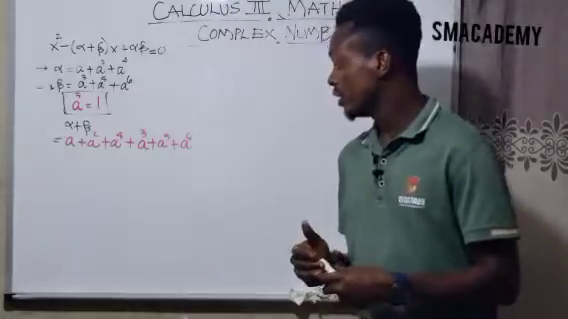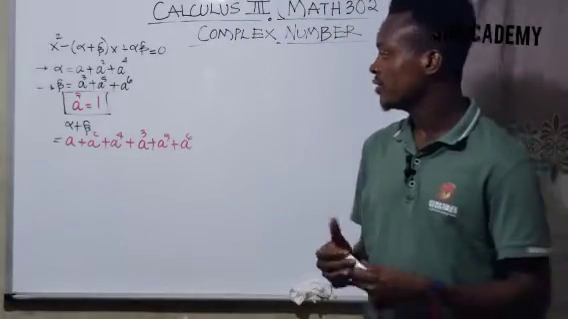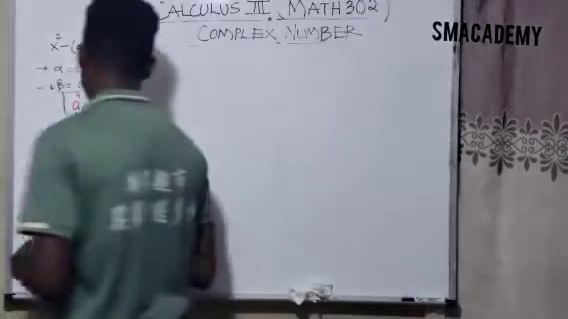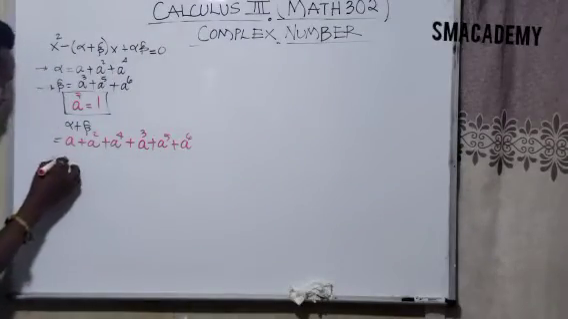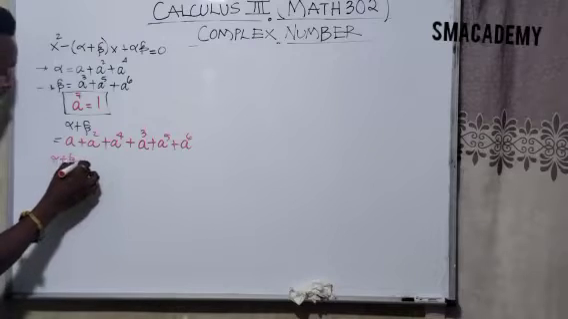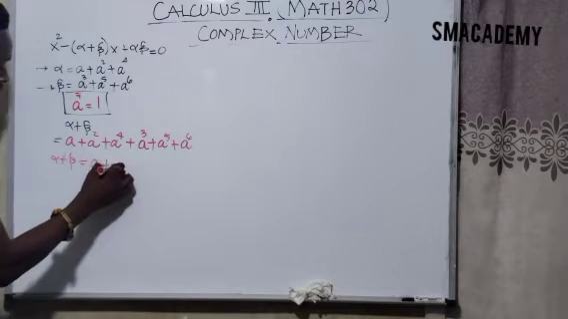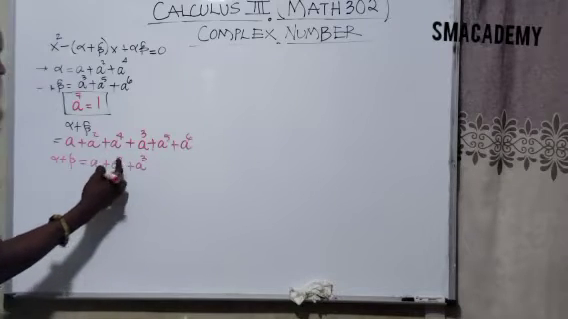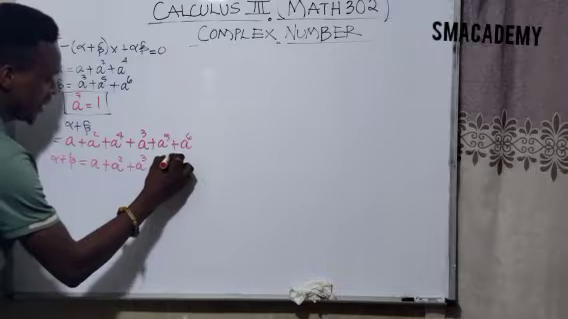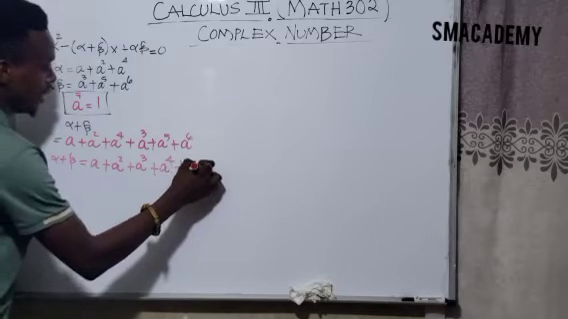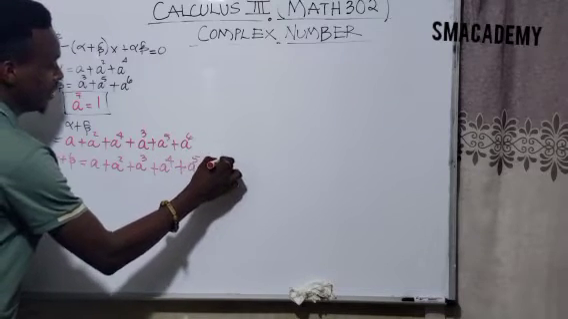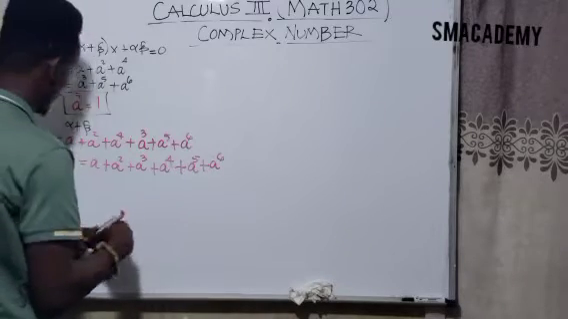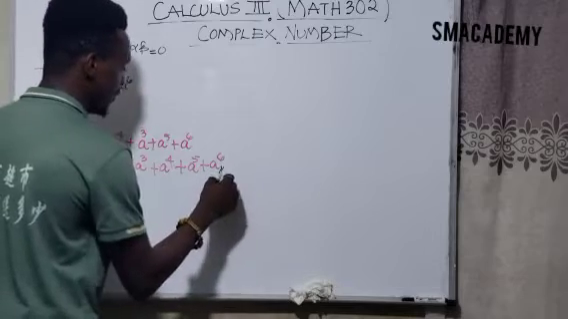So we rearrange them in terms of increasing power. We start at power 1 and we end at 6. So alpha plus beta is now a plus a squared plus a to the 3rd power plus a to the 4th power plus a to the 5th power plus a to the 6th power. So this is the value of alpha plus beta.